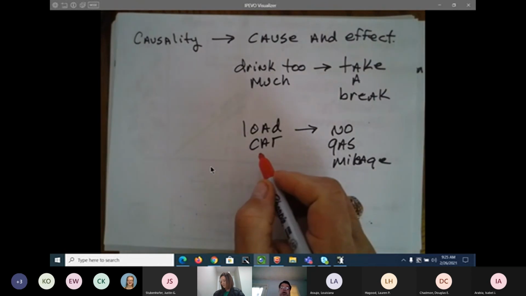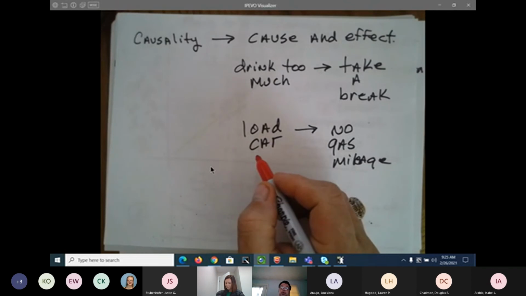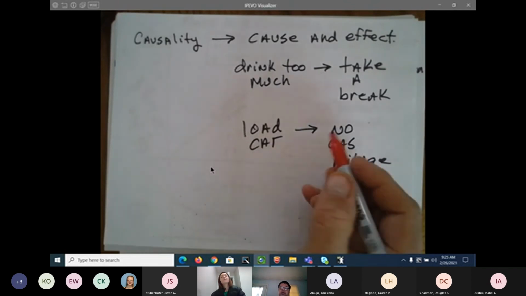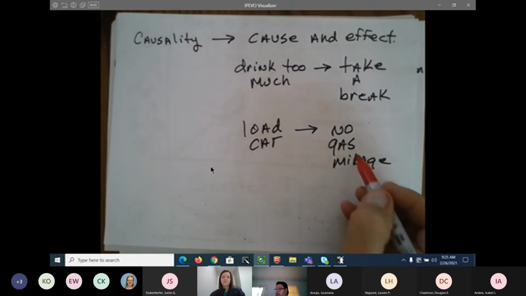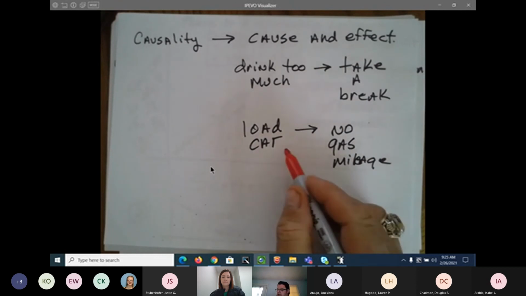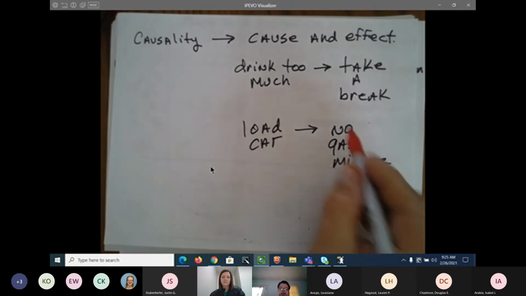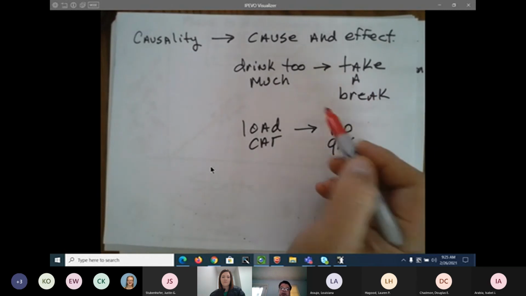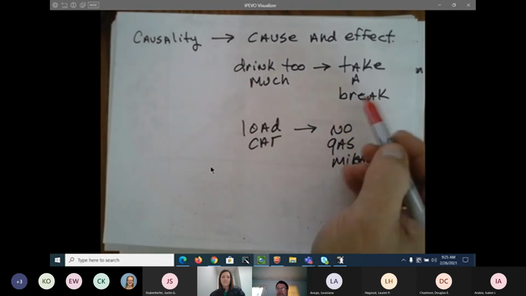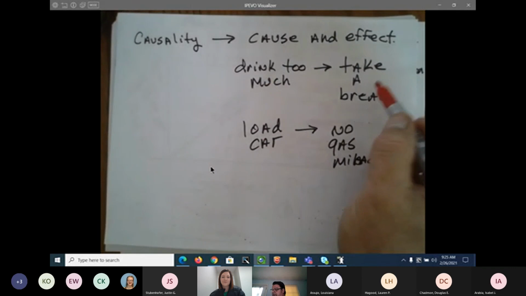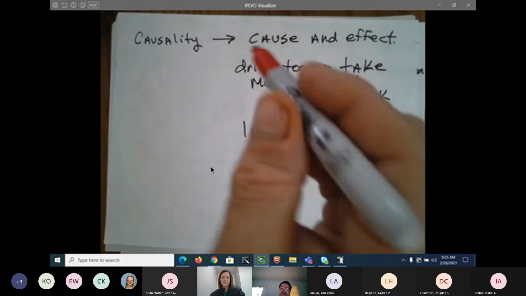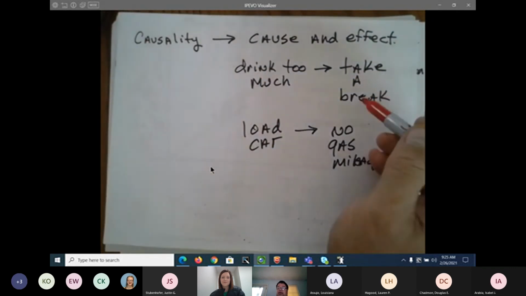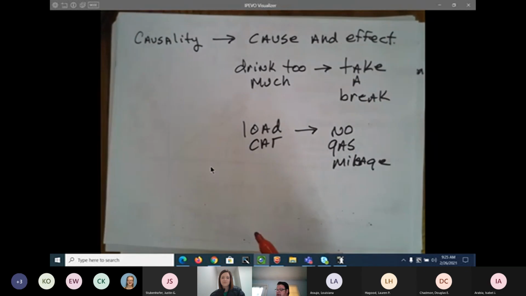If you load your car down with people and luggage, what's that going to do to the gas mileage? It's going to decrease the gas mileage. Cause and effect. If you drink too much, you're going to have to go to the bathroom. That is cause and effect. Cause and effect is when something causes the effect. I don't want to insult your intelligence, but that's what causality is.